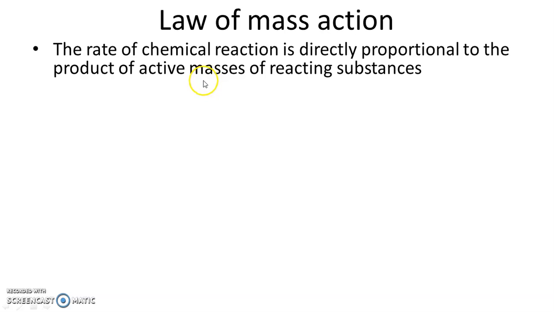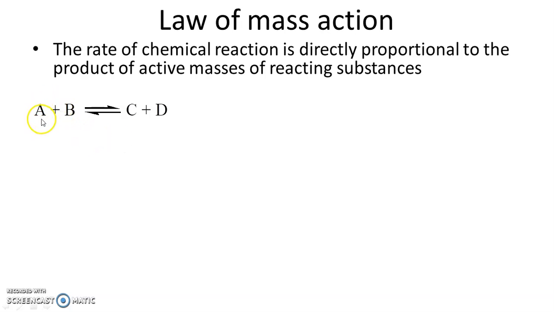What do you mean by active masses of reacting substances? It is nothing but the molar concentrations of reacting substances, and hence the rate of chemical reaction is directly proportional to the product of molar concentrations of reacting substances. Now consider the general reversible chemical reaction, A plus B reversibly gives C plus D. This law of mass action is applicable to reversible chemical reactions.